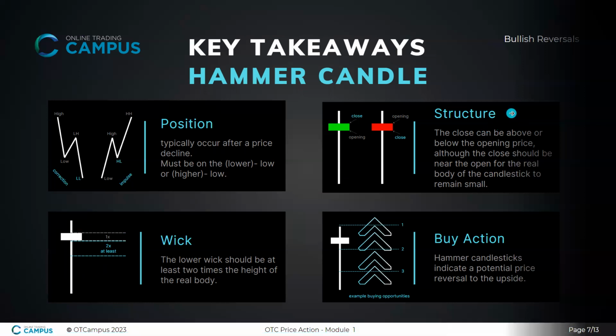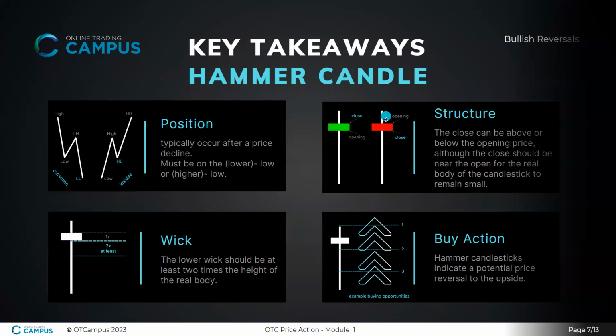Next point is the structure. And here you can see we have 2 hammer candles. The only difference is here we have a green body and also a red body. The close can be above or below the opening price. Here you see this is the opening, here is the close. That's the reason why we got a green body.